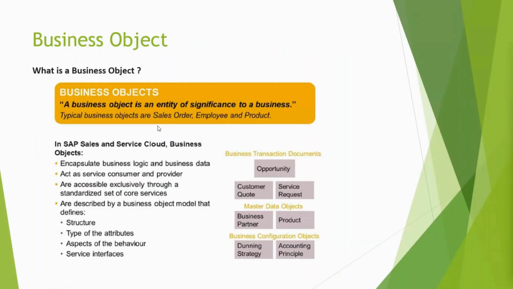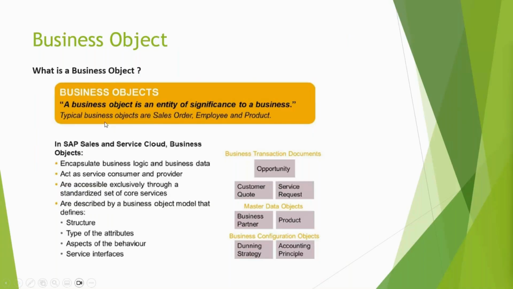So what's a business object? It's nothing but similar to a database table which we use to store the data with different fields, right? We have to define a structure. Let's say for an opportunity we have 10 fields. For those 10 fields, what is the data type, and we have an association to a customer. All those things we have to define under this business object.